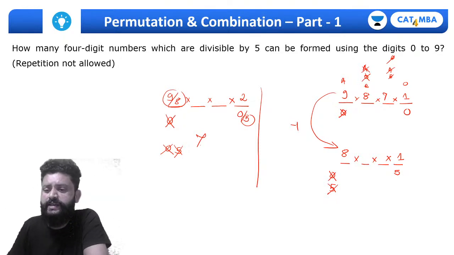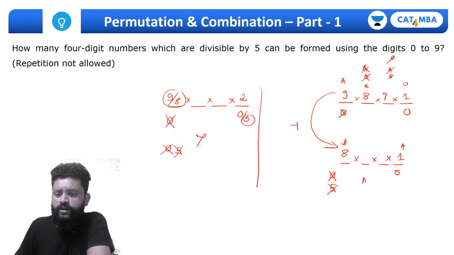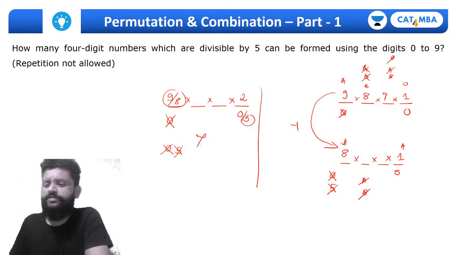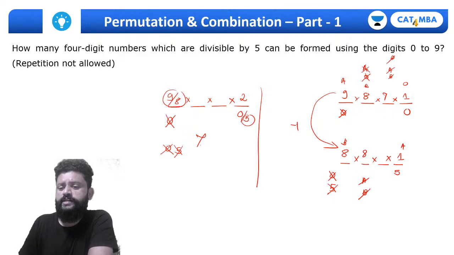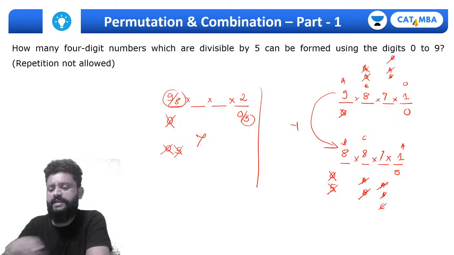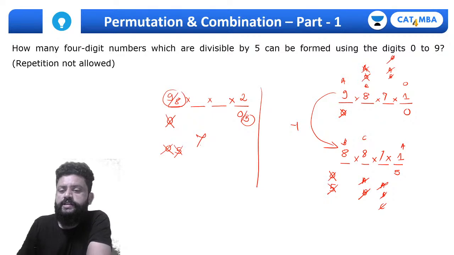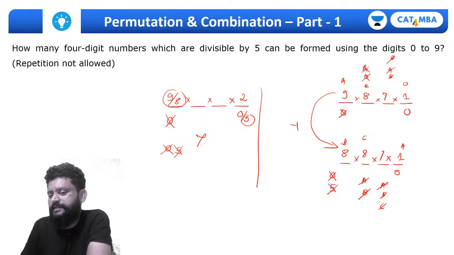Why will it remain the same? Because A has gone here, B has gone here. Now here it cannot be A, it cannot be B, it can be anything apart from A and B. So we have 8 choices again. And if C comes here, it cannot be A, B and C. We have 7 choices for the third place. So hopefully you understood this, because 5 can come here now, so these will be 8 choices.